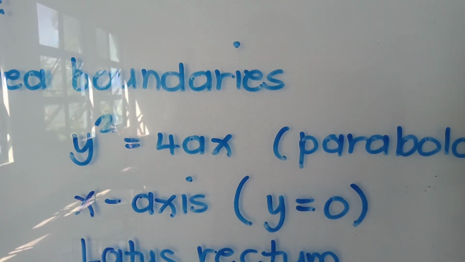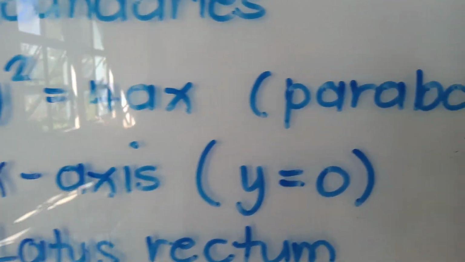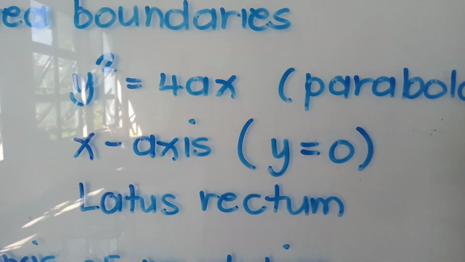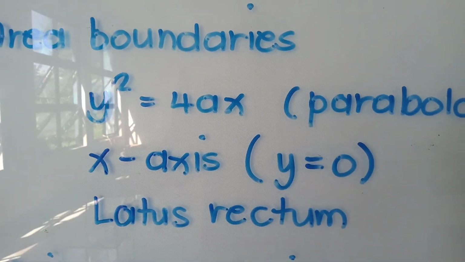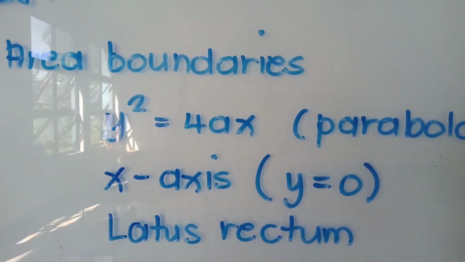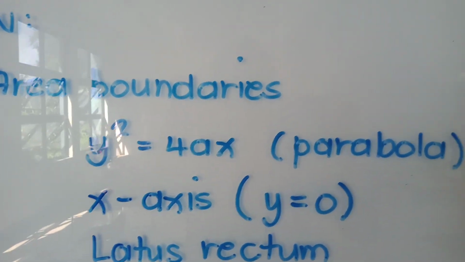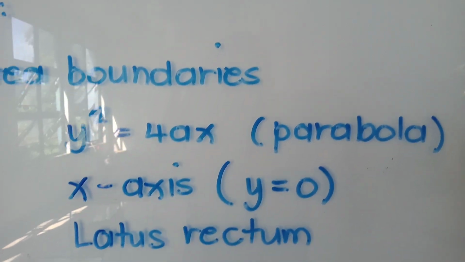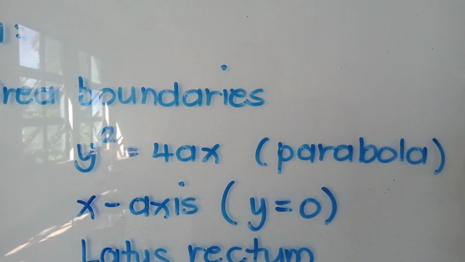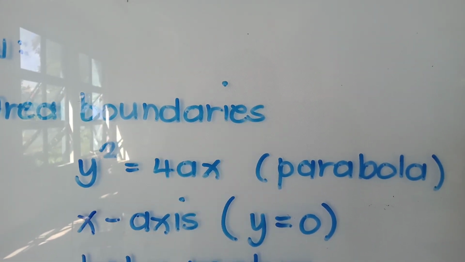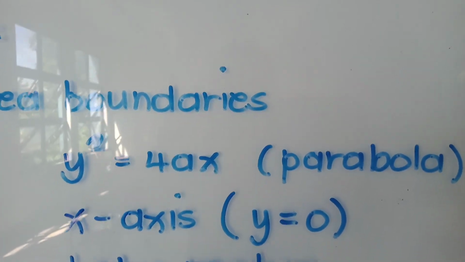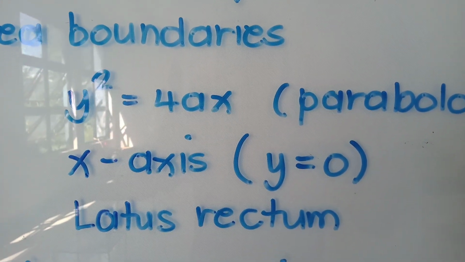Then, of course, the easiest to plot is the x-axis, which is also y is equal to 0, and a latus rectum, which is actually a line through the focus of the given parabola. So a latus rectum is a line that intersects the parabola at 2 points and is passing through the focus of the parabola.